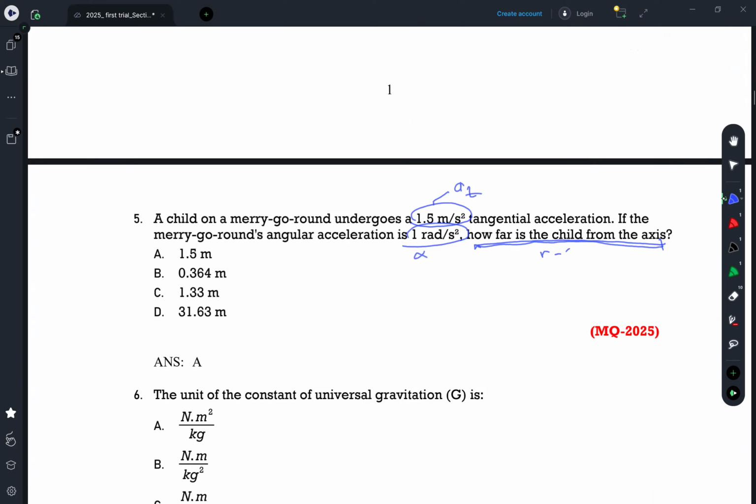Yeah, and that reduces the question. So I will use the a_t and alpha relation in circular motion, a_t equals R times alpha. So R is going to be a_t divided by alpha. a_t is 1.5, alpha is 1, so the result is going to be 1.5 meters. So that is going to be the correct answer.